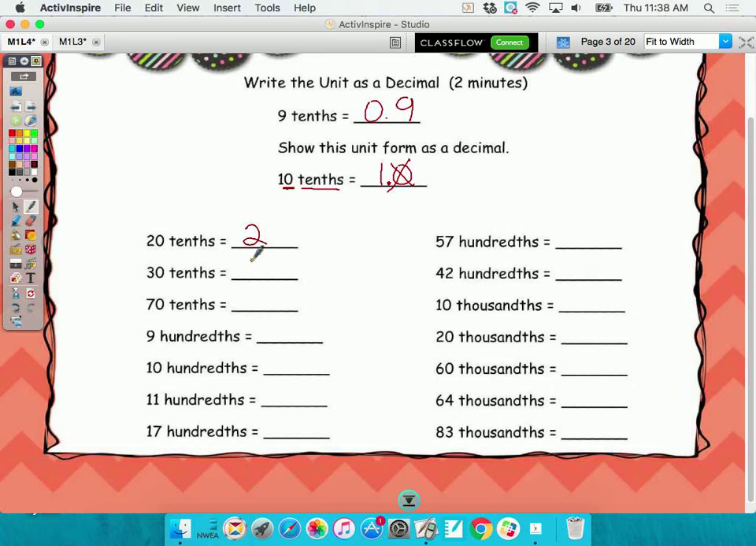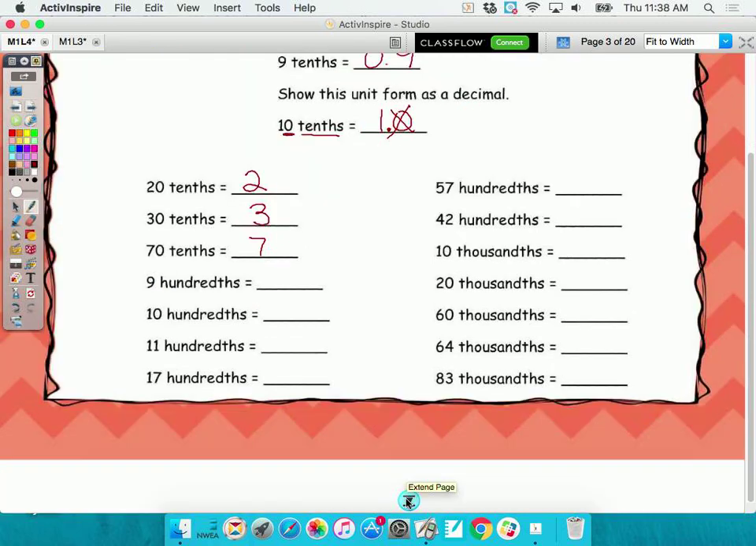Okay. 30/10. 3. 70/10. Okay, now stop. It switches. 900ths. 0.09. Now they're trying to trick you. Eyes up here, please. The last digit I write is in the hundredths place.